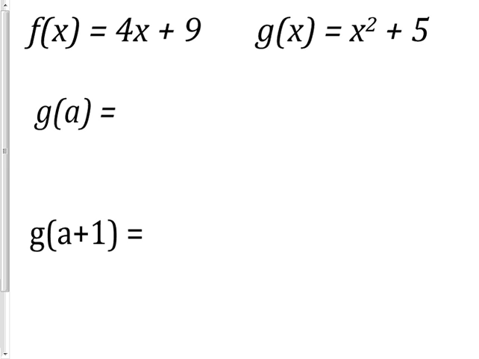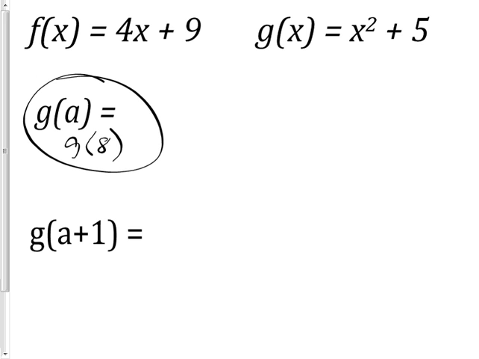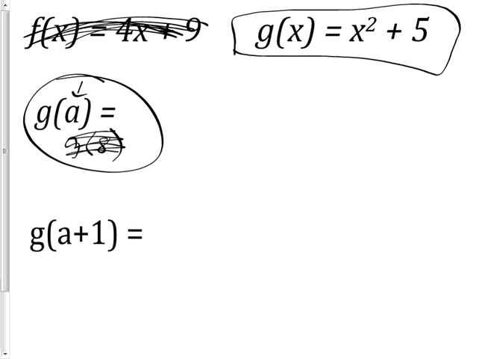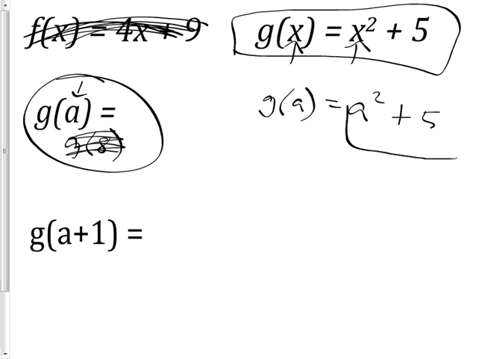All right. G of a. Wait a minute. Isn't that where x is supposed to be? Isn't it supposed to be g of x? Well, what they've done is they replaced the x with an a. So they're asking you, just as if they had said, what's g of 8? You would be supposed to be putting in an 8. Well, you're supposed to be putting in an a into the g function. So I'm not using this function, I'm using this function. And I'm supposed to put in what? A. So I'm going to put an a right there. And g of a will be a squared plus 5. And that's it. You can't do any more unless you know what a is.